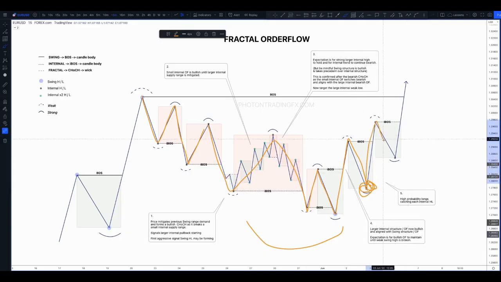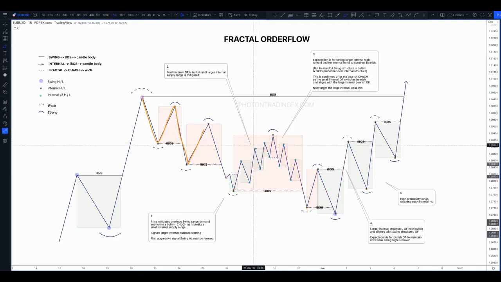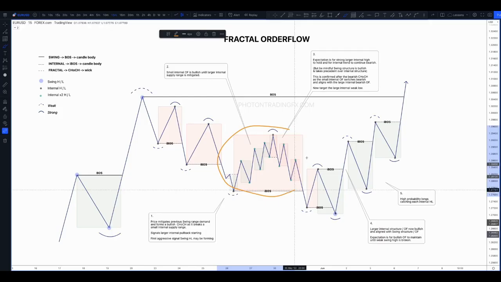And then we expect those bullish demand ranges to hold until the weak high goes. And then we would repeat this whole cycle again and again and again, right? And that's what we expect. But what we've done in this example is just drill deeper into what can happen in these larger internal pullbacks, to look at the smaller internal order flow within that.